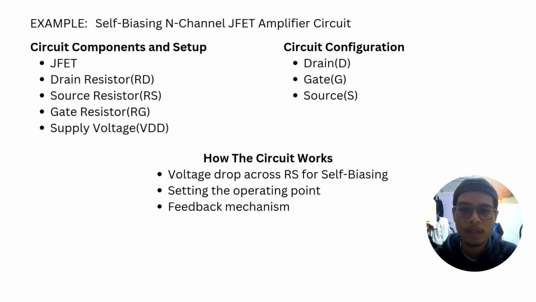Example: self-biasing N channel JFET amplifier circuit. Circuit components and setup: JFET, drain resistor, source resistor, gate resistor, and supply voltage. For circuit configuration: drain, gate, source. How the circuit works: voltage drop across RS for self-biasing, setting the operating point and feedback mechanism.